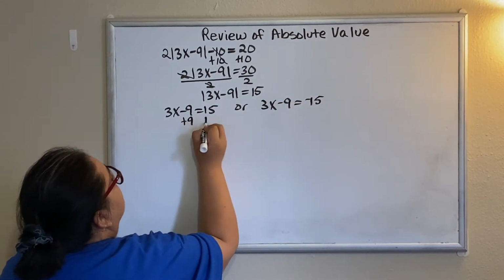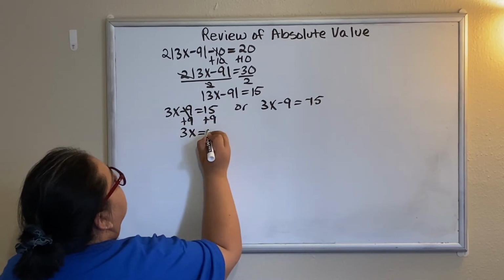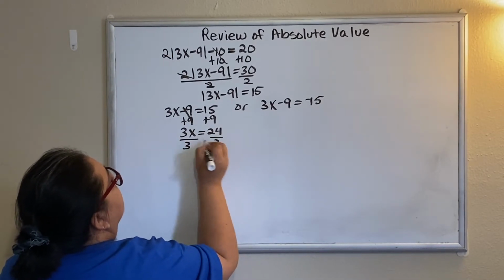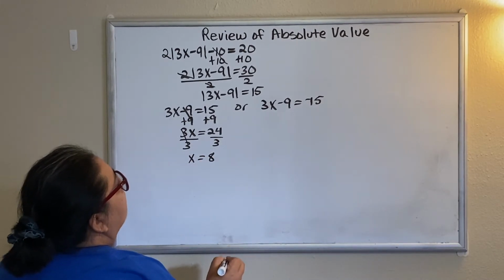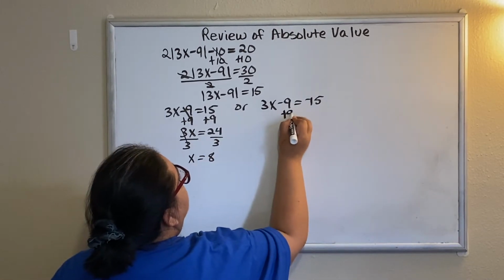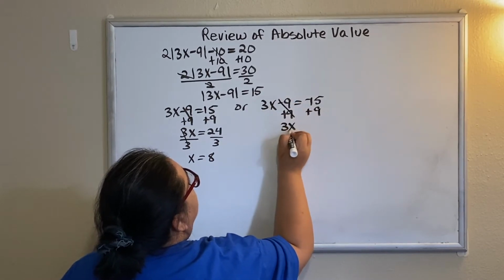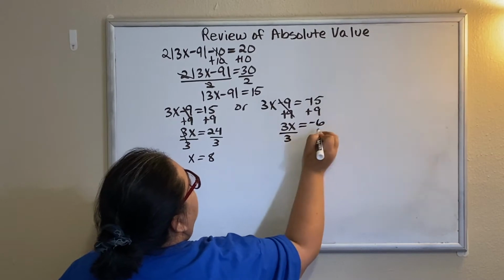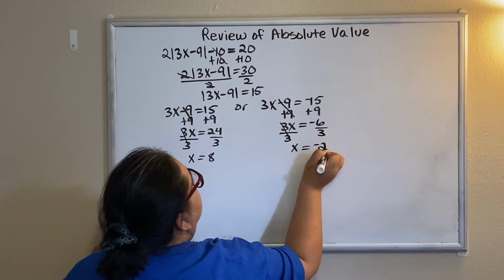3x minus 9 equals 15, or 3x minus 9 equals negative 15. We're going to add 9 to both sides to solve, and we get 3x equals 24. Dividing by 3 gives us x is equal to 8. On the other equation, we're also going to add 9 to both sides to solve, and we get 3x is equal to negative 6. Dividing by 3 to solve, we get x equals negative 2.